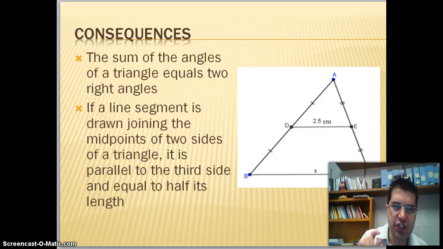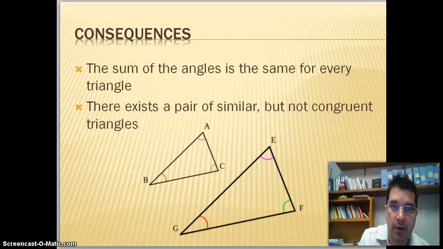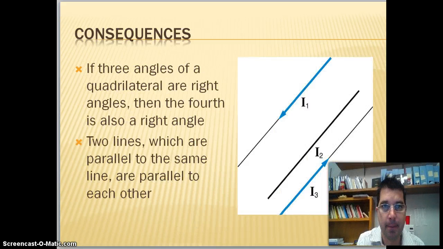So if you imagine a geometry where the fifth postulate is actually false, these consequences are not true. The sum of angles is the same for every triangle. There exists a pair of similar triangles but not congruent. So in other words, what's a similar triangle? Triangles that have the same angles but different size. So it's interesting to see that this does not happen on non-Euclidean geometries.